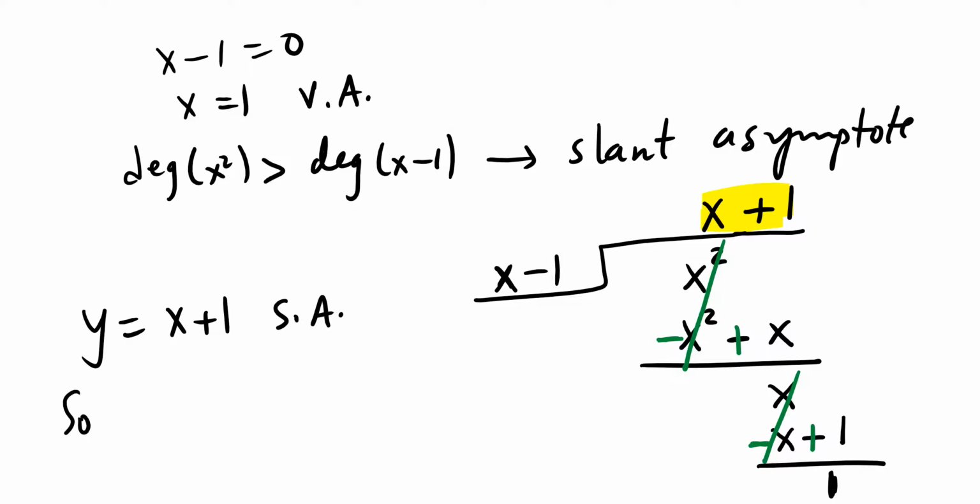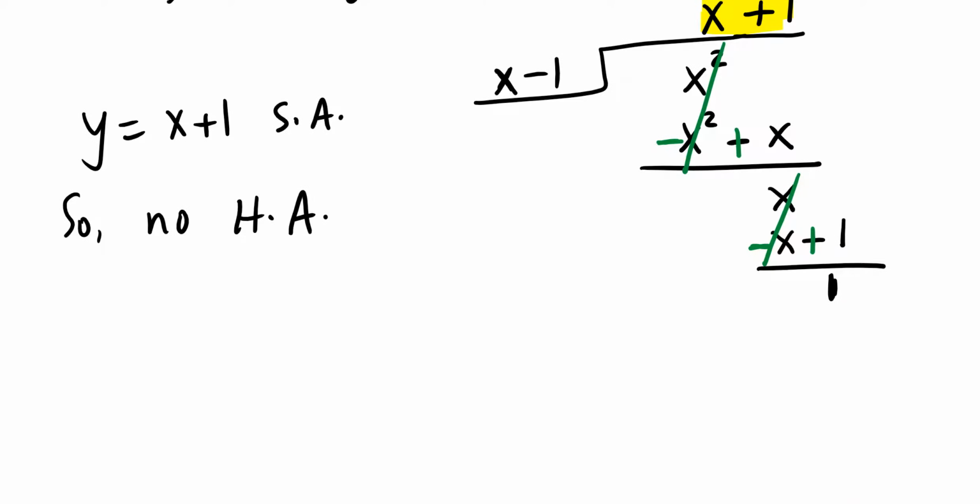And so no horizontal asymptote. If there's slant, no horizontal, and vice versa. Let's do the same thing for y equals x squared plus x plus 1 divided by x plus 2.